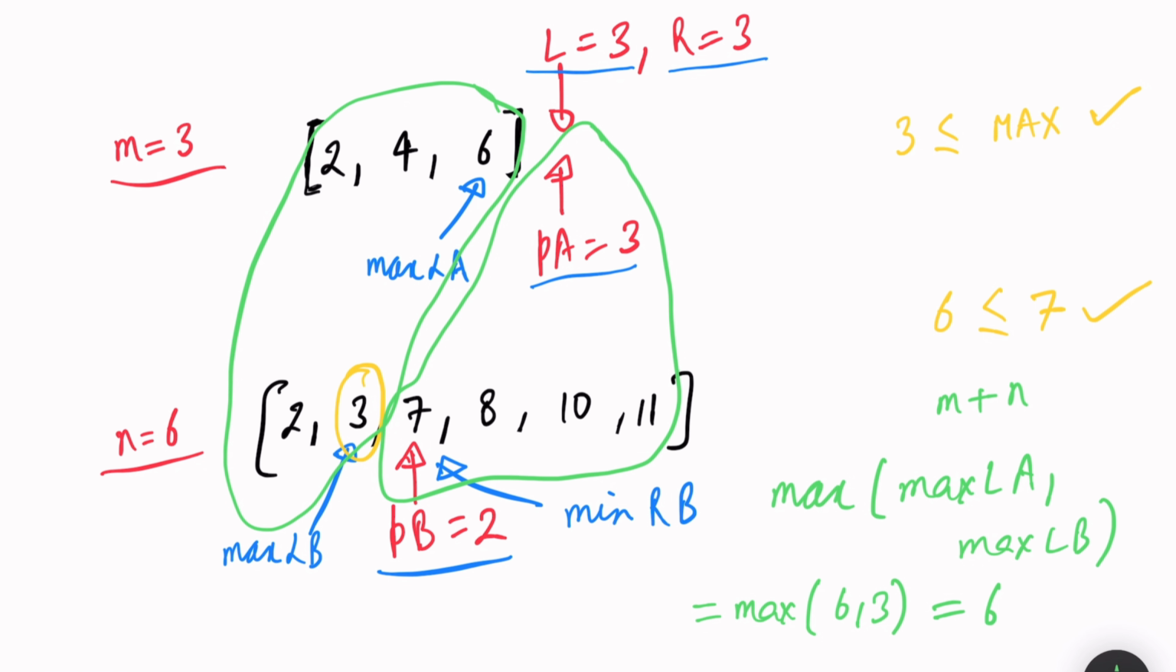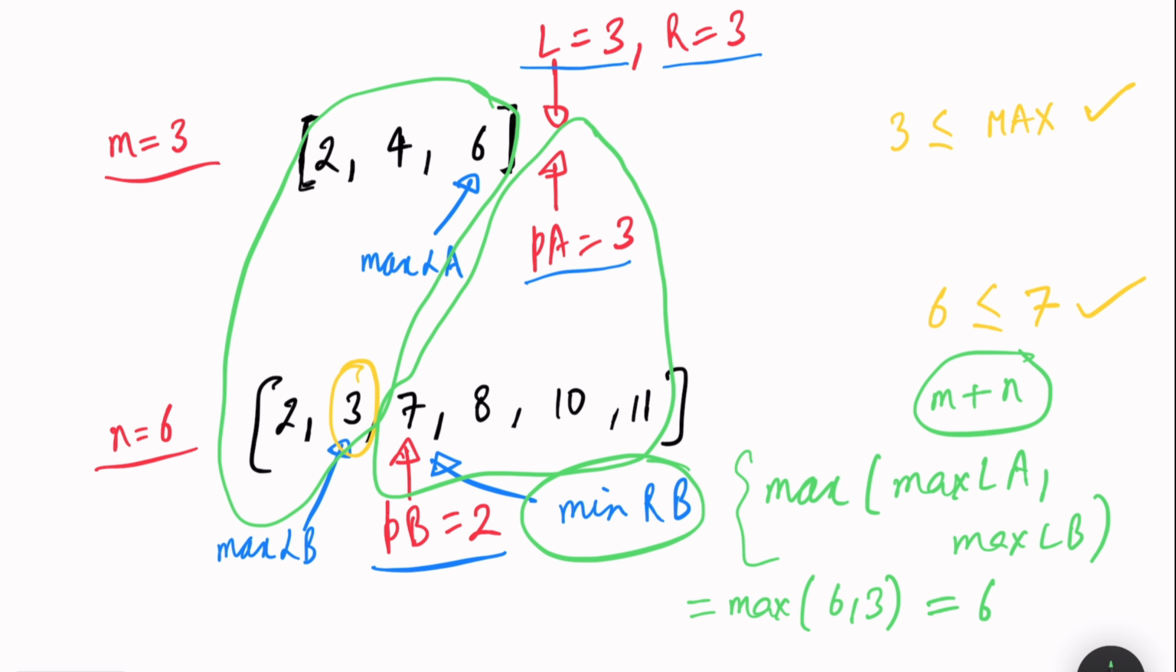And if m plus n would have been even, then in that case, for the first value, we'll take the max of max left A and max left B, and we'll take the minimum of min right B and min right A and take their average. So I hope this made sense.